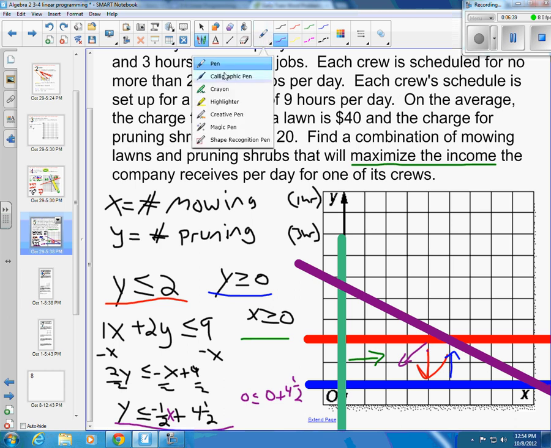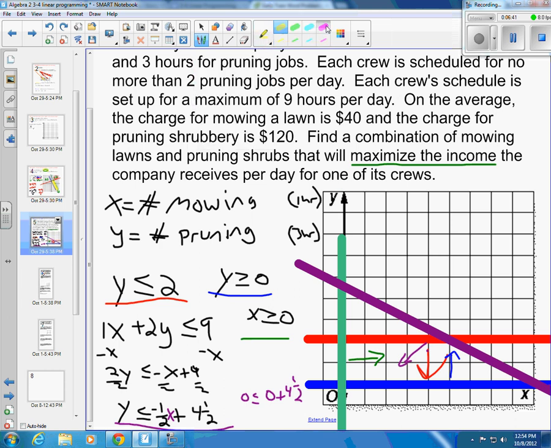So let me grab a highlighter. And I want this region right in here. That satisfies all of my constraints. My lines are now borders, and so they would be bounding my feasible region. So I'm not quite done yet.